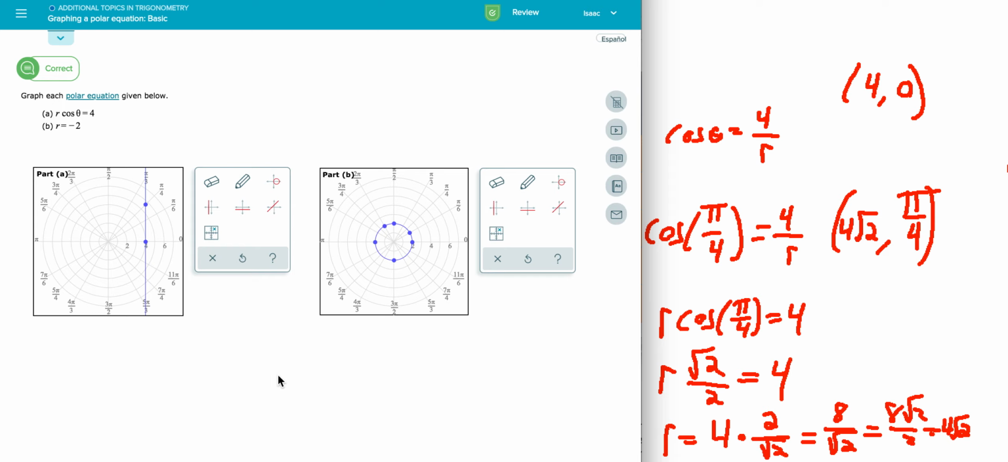Okay, so that's it. So for this topic in Alex, the best way to do it is plug in some points and see what happens, okay? Just takes some getting used to, right? Because r and theta, that's way different than x and y.